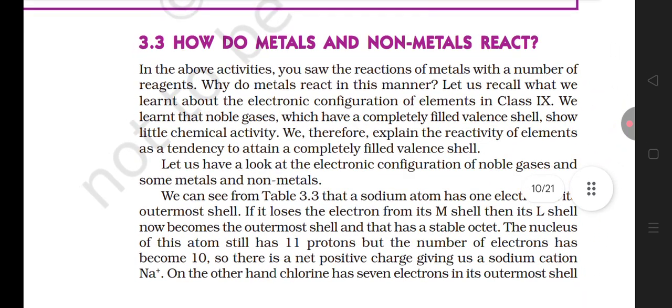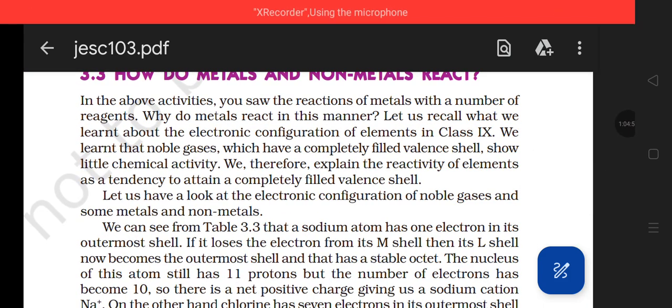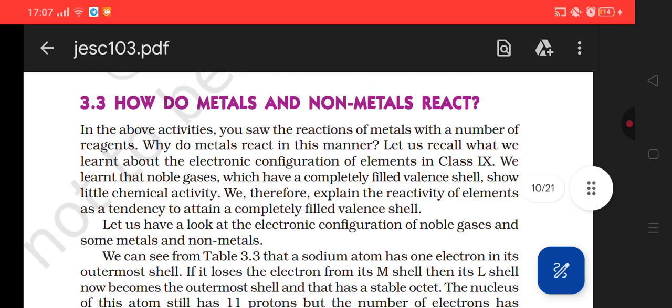Now the next topic comes, how do metals and non-metals react. So this is a very important topic because in this topic we are going to read about ionic bonding. Okay. So yes, dear students, now we are going to read about ionic bonding. Okay. So how do metals and non-metals react? In the above activities, we saw the reaction of metals with a number of reagents.